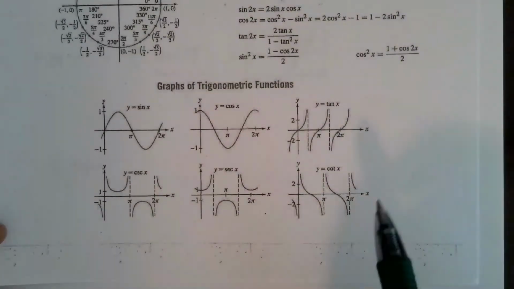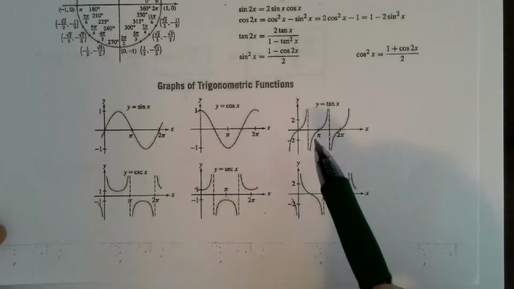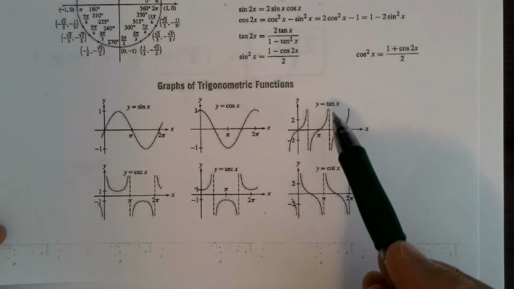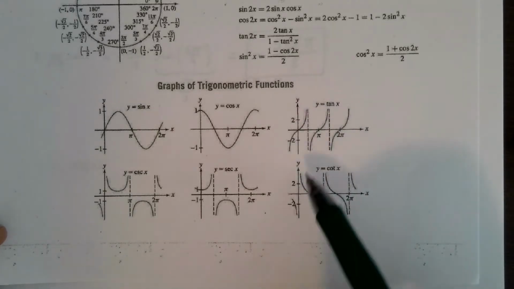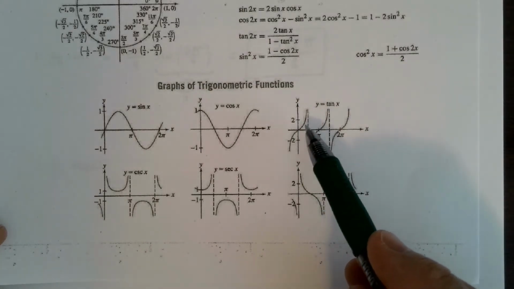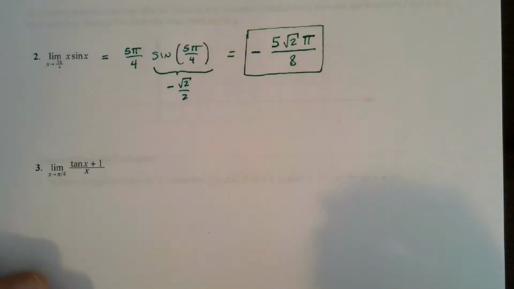You should be familiar with the graphs of the trig functions, and so this is showing the 6 trig functions. In particular, tangent x you see has vertical asymptotes at pi over 2 plus any multiple of pi, so at 3 pi over 2, 5 pi over 2, negative pi over 2, and so on. But at pi over 4, which is halfway between 0 and pi over 2, we're continuous on that interval. And so I can use direct substitution here as well.